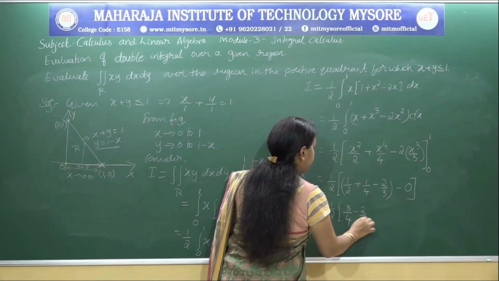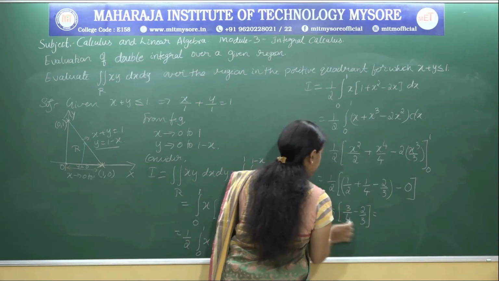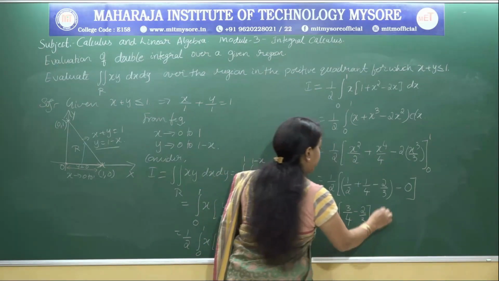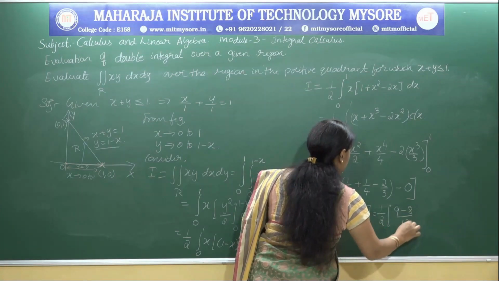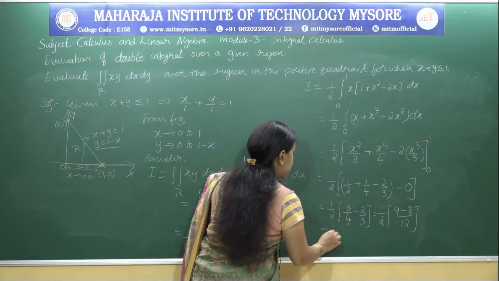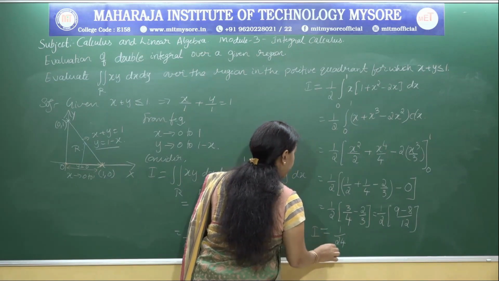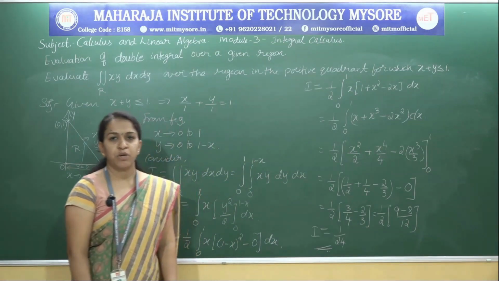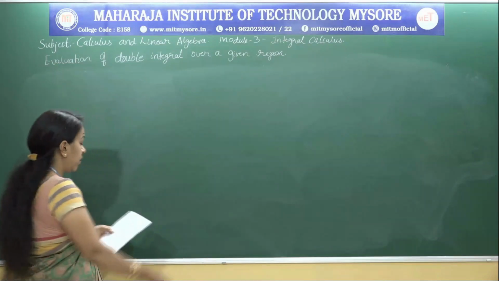Minus 2 by 3. If I take the LCM between 3 and 4 and simplify, we have 1 by 2 into (9 minus 8) by 12, which is nothing but 1 by 24. So our required result is 1 by 24. Now solve the next problem.